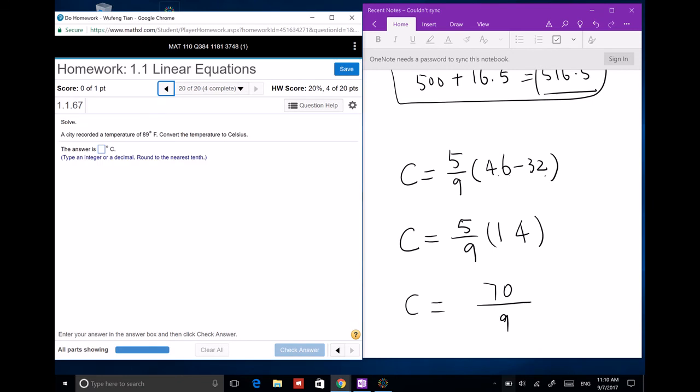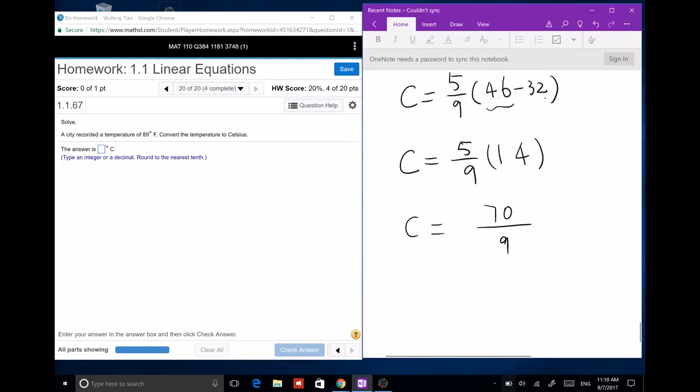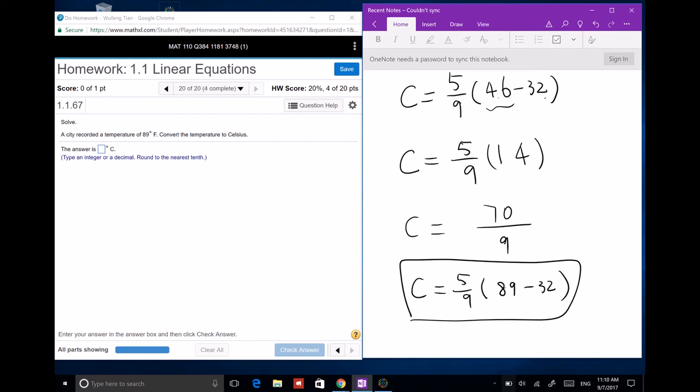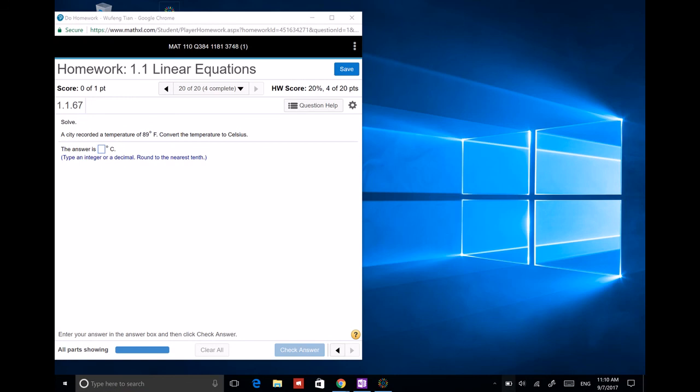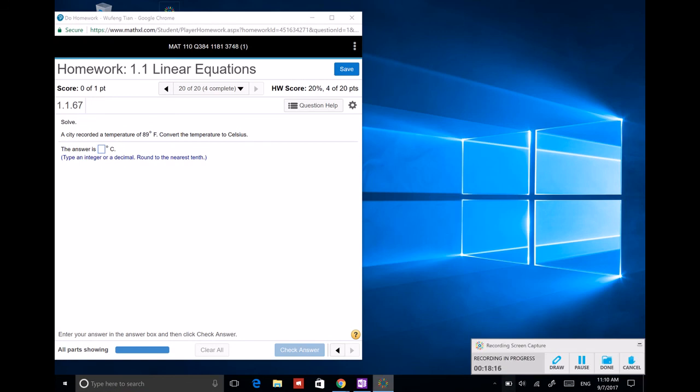Okay, this one, convert temperature to Celsius. It's the same thing as before, and F equals 89. So you just need to plug F equals 89 into the formula. C equals 5 over 9 times (89 minus 32), and simplify that to get your answer for this one. That's all the homework for section 1.1.